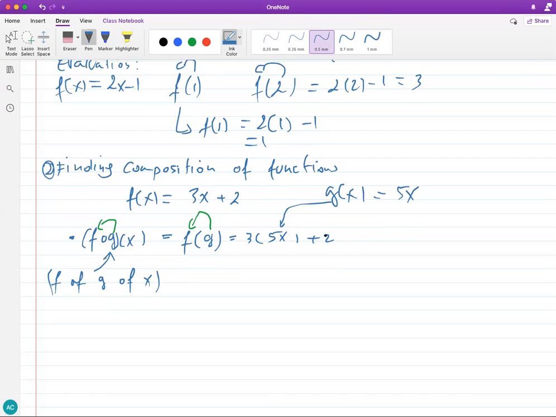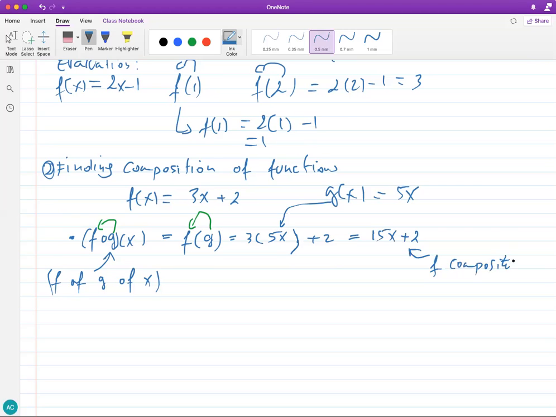Once you get your composition, this is it. These here, just put parentheses for x. We may try to simplify it if possible. We can actually distribute this: 3 times 5x, that's 15x, plus 2. And that's it. This is f composite g.